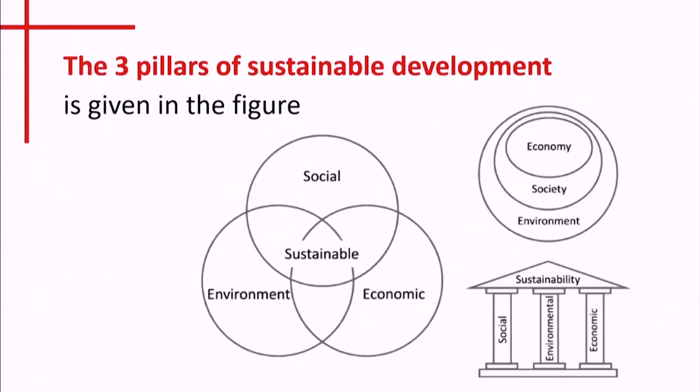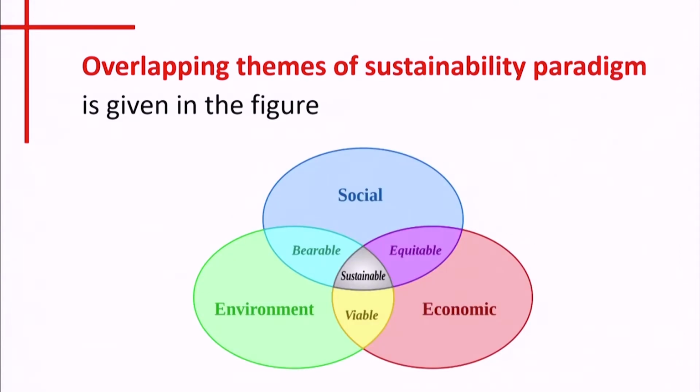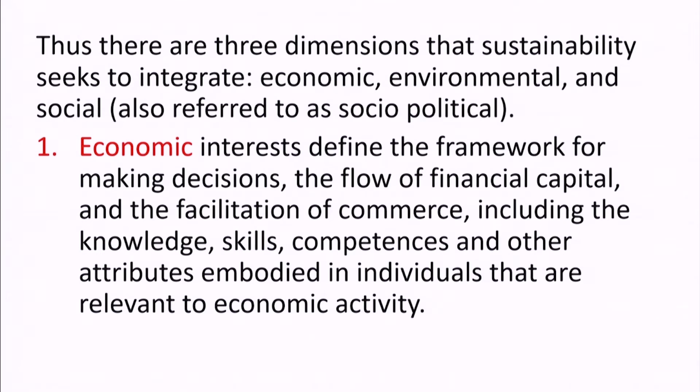The 3 pillars of sustainable development are given in the figure. As shown, social, environment and economic are considered the 3 pillars of sustainable development. The overlapping themes of the sustainability paradigm are given in this figure. Thus, there are 3 dimensions that sustainability seeks to integrate: economic, environment and social, sometimes called the socio-political.